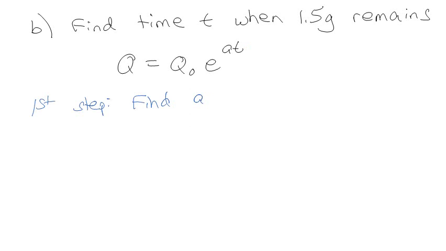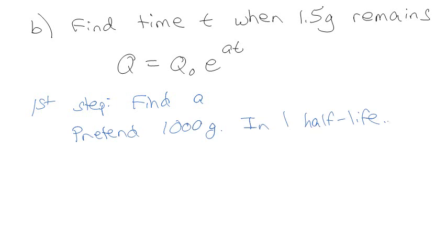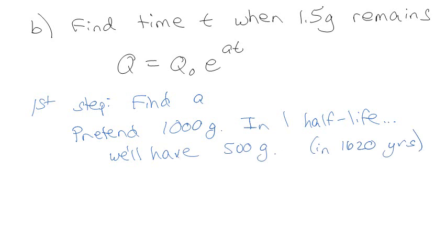All right, so our first step is to find the radioactive constant, or the decay constant. A kind of straightforward way to do this, the way you would do it in, say, a college algebra class, is you're going to pretend that we have 1,000 grams, and in one half-life, how many will we have left? We'll have 500 grams. So that's in 1620 years. All right, so we can put that together in our equation.